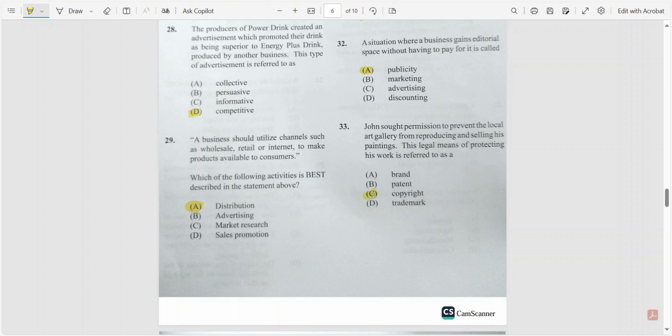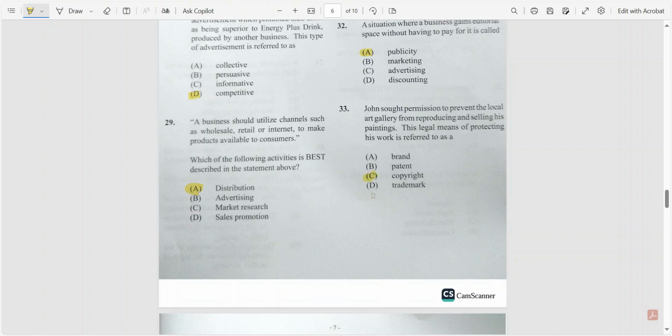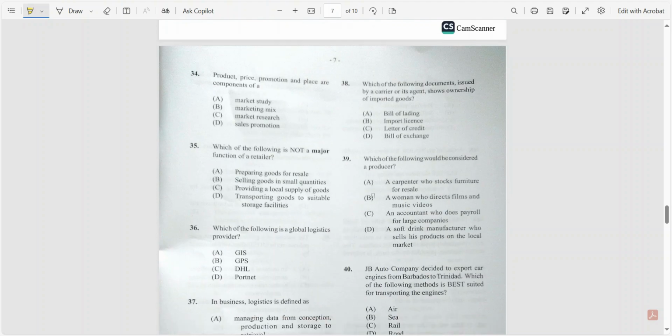So 33 is C. 34. Product, price, promotion, and place, those are the 4 P's of the marketing mix. And so the answer is B.